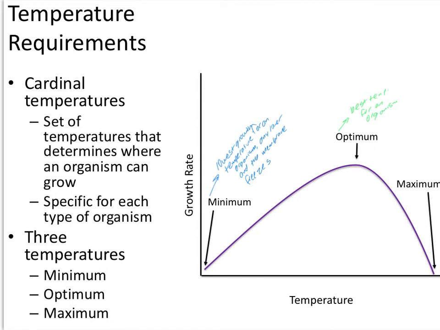Now, past the optimum temperature is the maximum temperature for an organism. And as you probably have figured out, the maximum temperature is the highest temperature an organism can survive at. Any higher than the maximum, even if it's maybe only by half a degree or a tenth of a degree, means its enzymes will denature, its membrane will fall apart, and it will die.